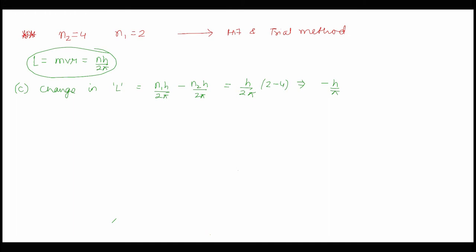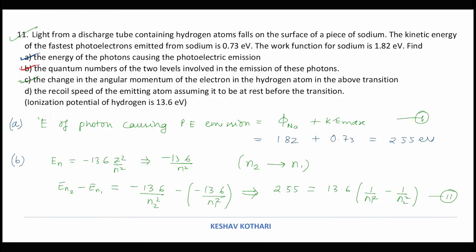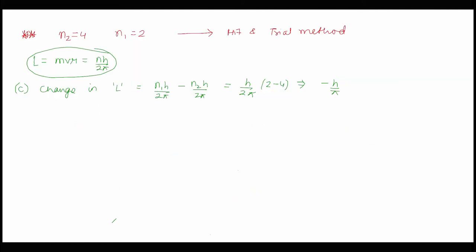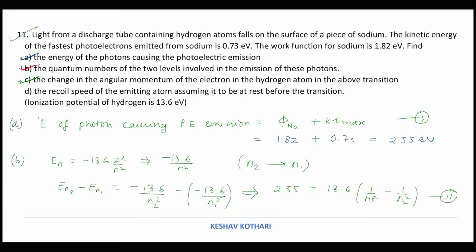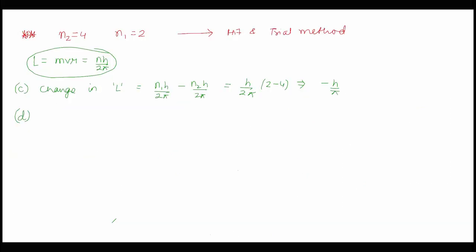The next one, with the change in the angular momentum we have obtained: the recoil speed of the emitting atom, assuming it to be at rest before the transition. So we are solving the last part. Over here, the question is asking us to calculate the recoil speed of the emitting atom, assuming it to be at rest before the transition. So this time the momentum of the emitted photon will be calculated first. So let us begin by finding out the momentum of the emitted photon.